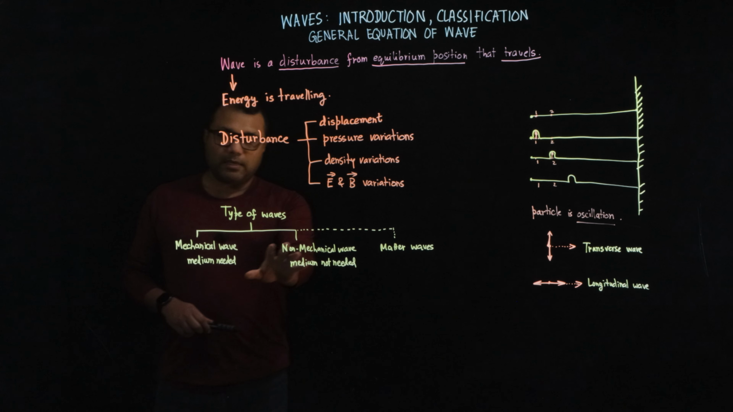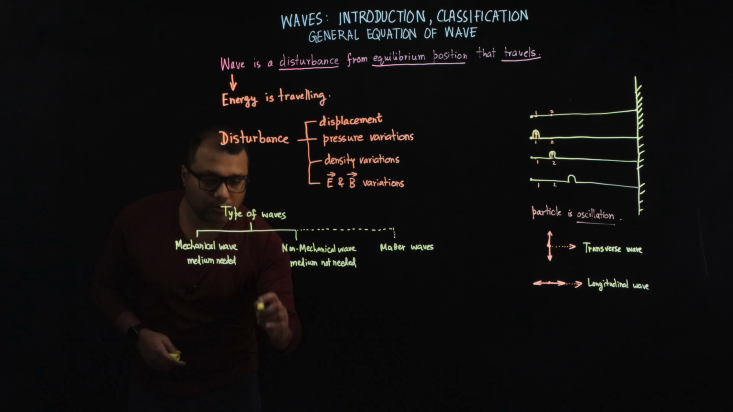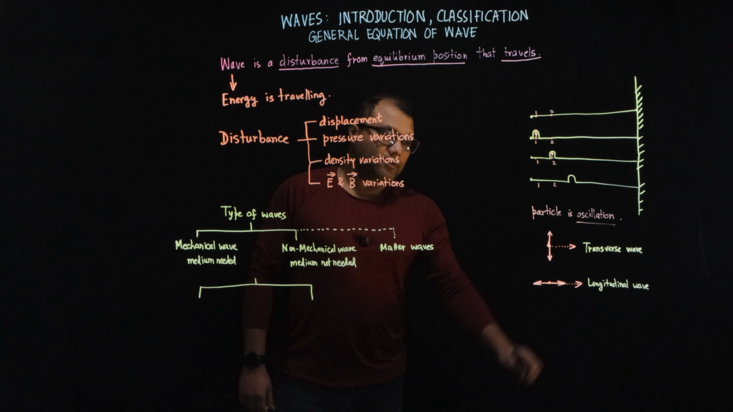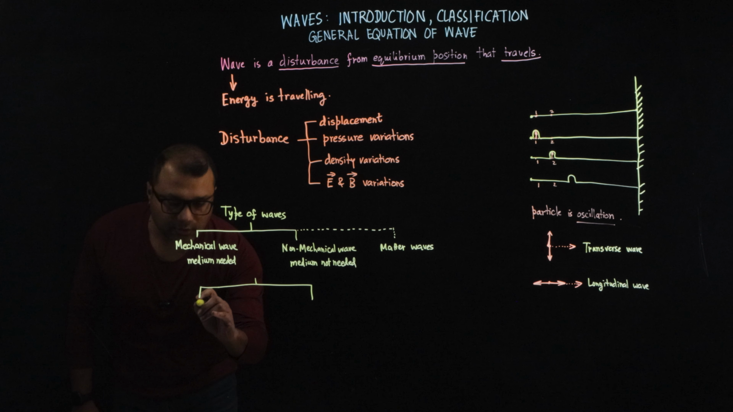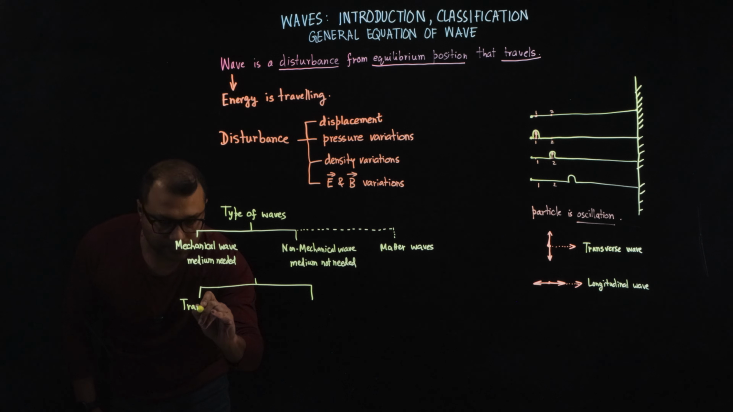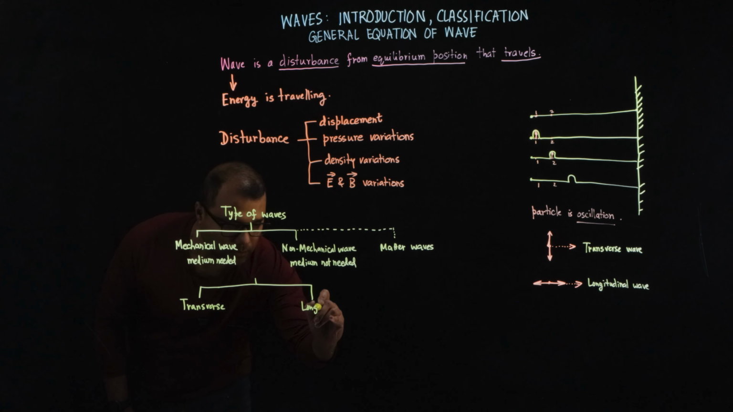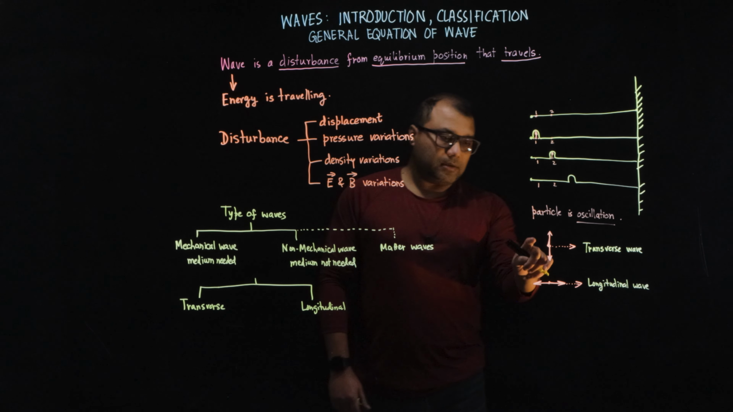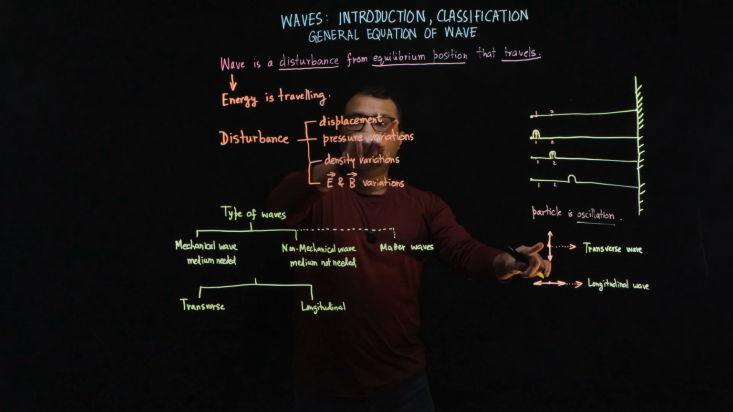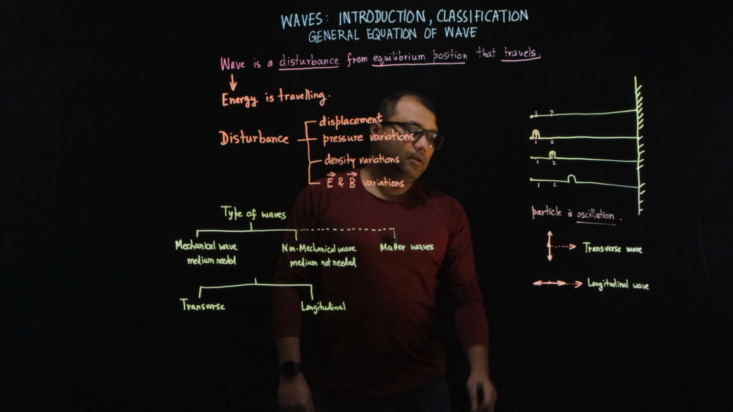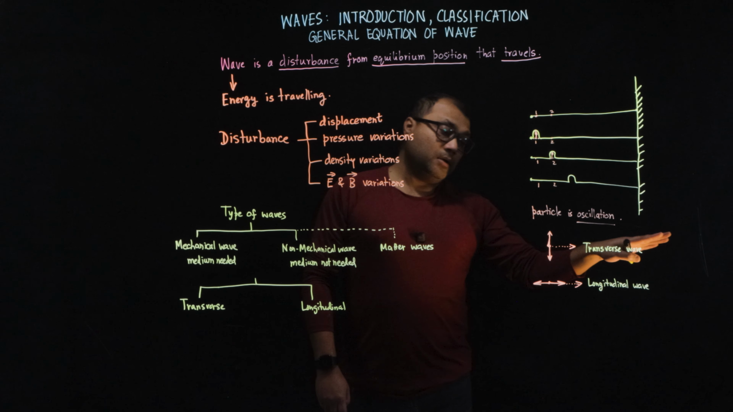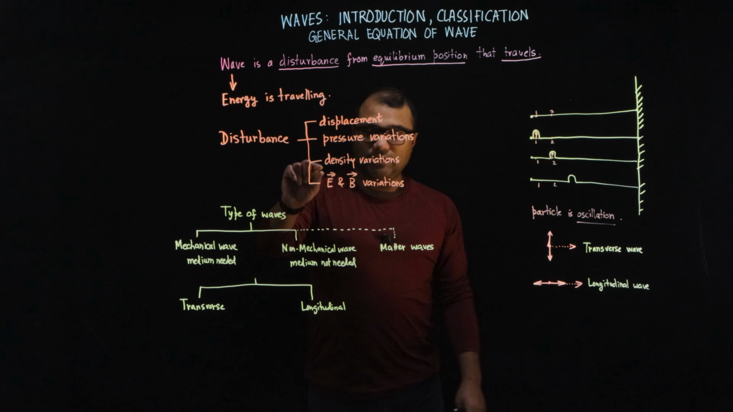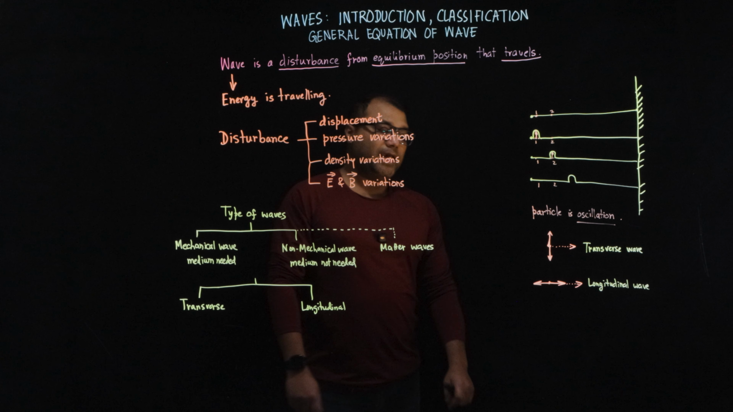So waves can be classified based on medium. Waves can also be classified based on the direction of particles oscillating with respect to the direction of wave movement. So transverse and longitudinal waves. Now, I did mention particle oscillation, but you can replace this with pressure variations happening in a direction perpendicular to the direction in which the wave travels, or density variations, or even electric and magnetic field variations.